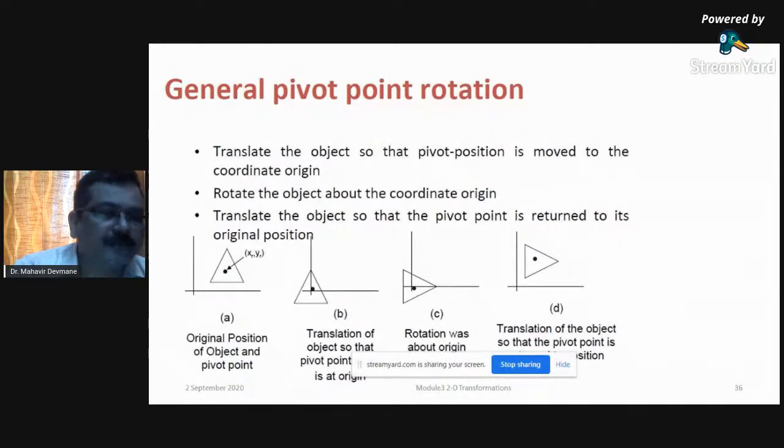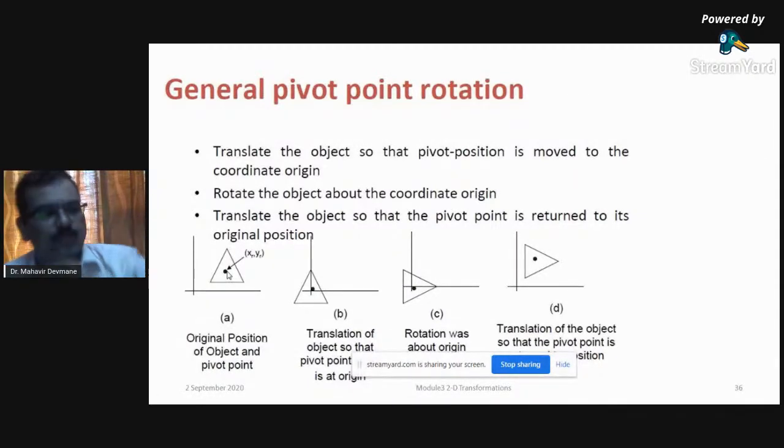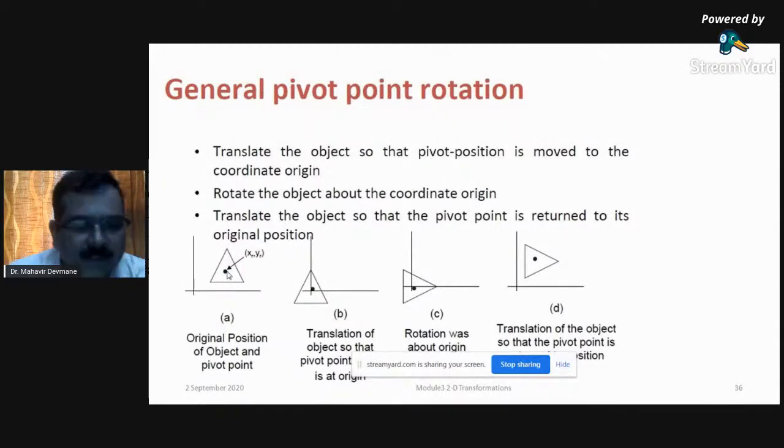First step, we have the rotation matrix which actually works with reference to the origin. So it's necessary for us to take this particular fixed point to the origin. What is the point shown here as xr comma yr? This particular point where I have pointed my mouse is first taken to the origin.